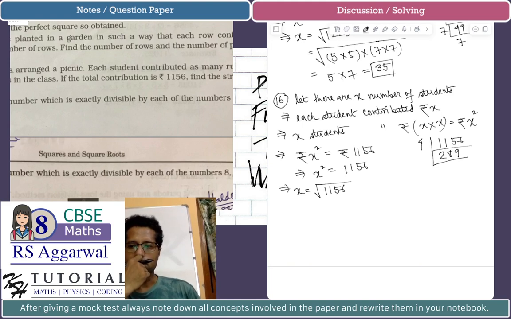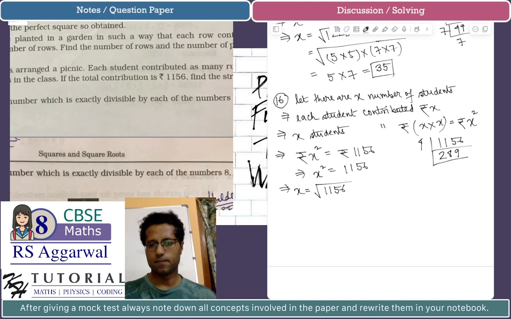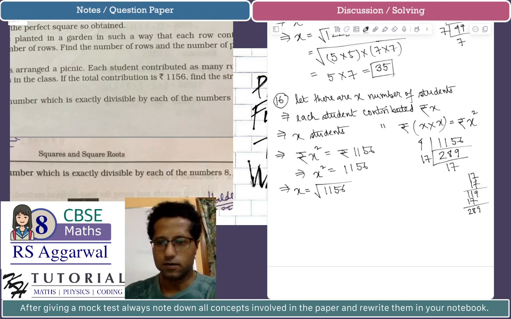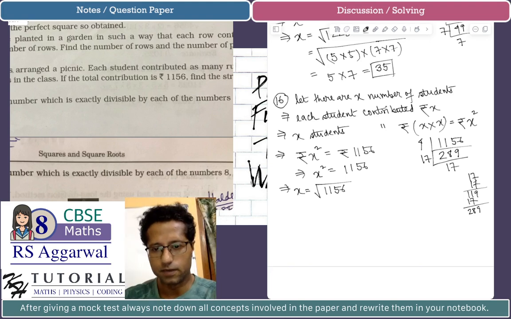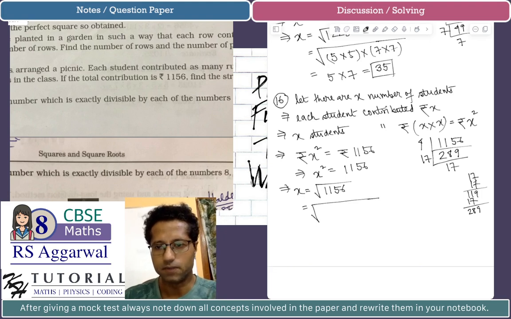What is the 289? I think it's 17. Let's quickly check. 17 times 17, yes, 289. Okay, so the prime factors of 1156 are 2, 2, 17 and 17. So we can write the square root of 1156, replacing 1156 with its prime factors, that is 2 multiplied by 2 multiplied by 17 multiplied by 17.